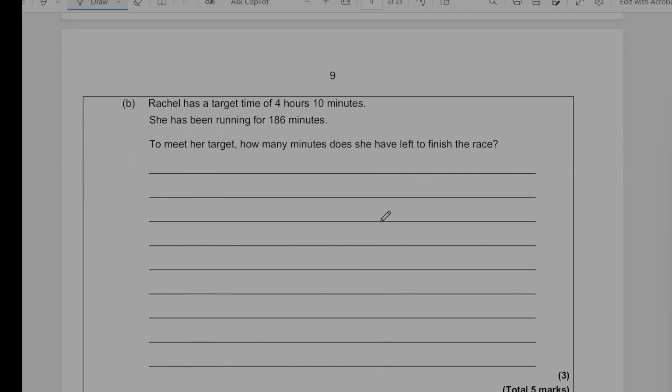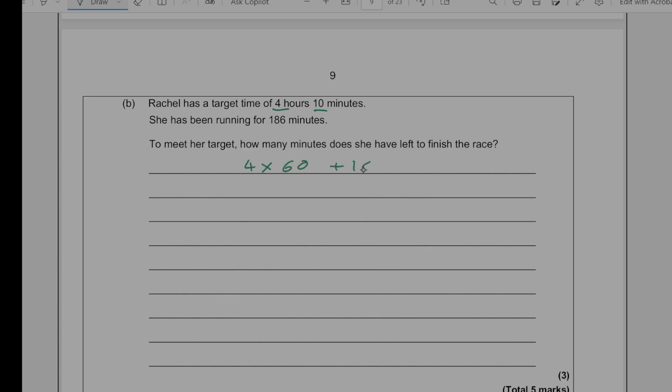Right, part B. Rachel has a target time of 4 hours and 10 minutes. She was running for 186 minutes. To meet her target, how many minutes does she have left to finish her race? So I'm going to convert the 4 hours and 10 minutes into minutes. So I'm going to want to do 4 times 60 plus 10. 4 times 60 is 240 plus 10 is going to take me to 250 minutes.